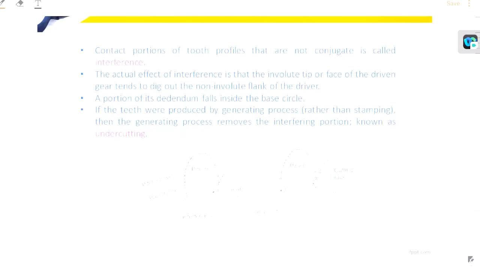Okay, this is interference. Okay, the contact portion of tooth profile that are not conjugate is called interference. So, tadi backlash ada ruang. Ni interference ni dia ruang dia tak kurang ruang. So dia ada gangguan sikit, interference. Backlash, dia ada ruang di antara, there is a space. But interference, there's no space but it is knocking. Okay? Ada terlanggar sikit antara gears. Sepatutnya dia memang ngam. They conjugate each other, but for the interference, no.